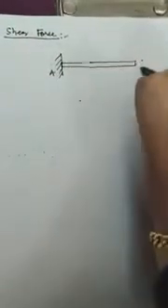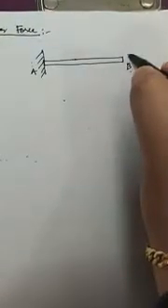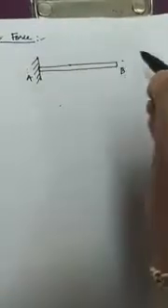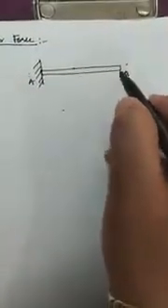Next is shear force. What do we mean by shear force? Whenever any beam, suppose a beam AB, what type of beam is it? This is a fixed support, and at point B it is a free end. So whenever one end is fixed and another is free, this beam is said to be a cantilever beam.